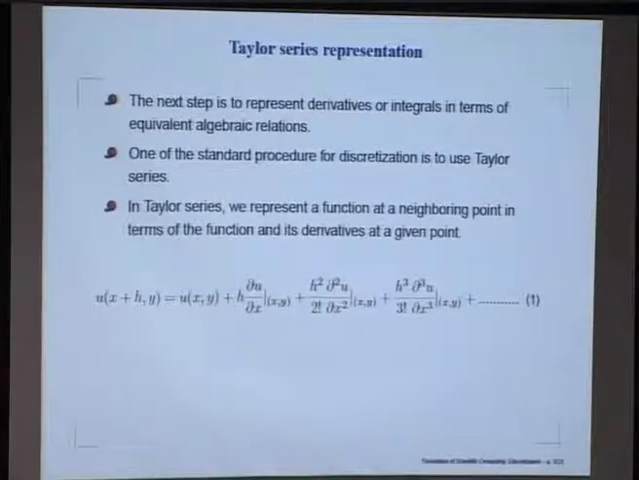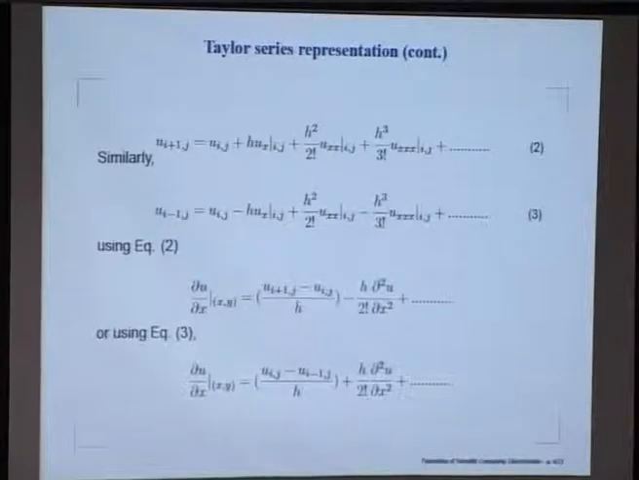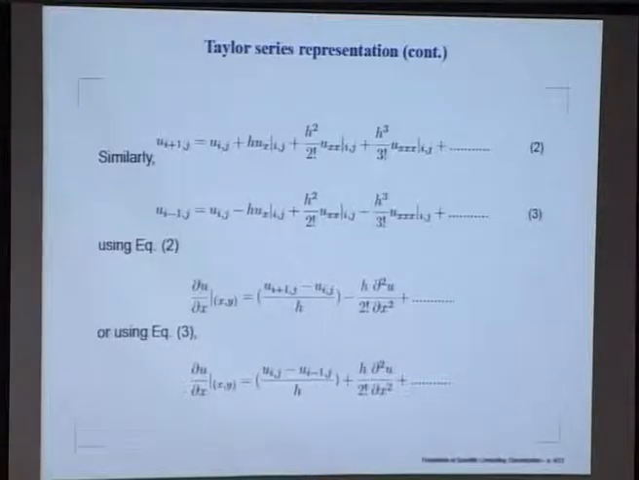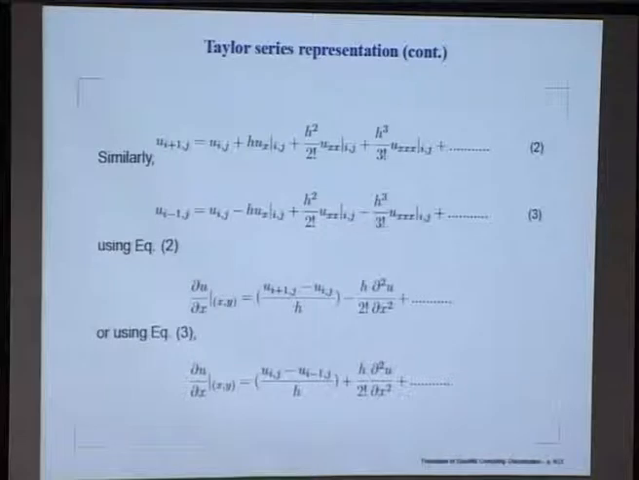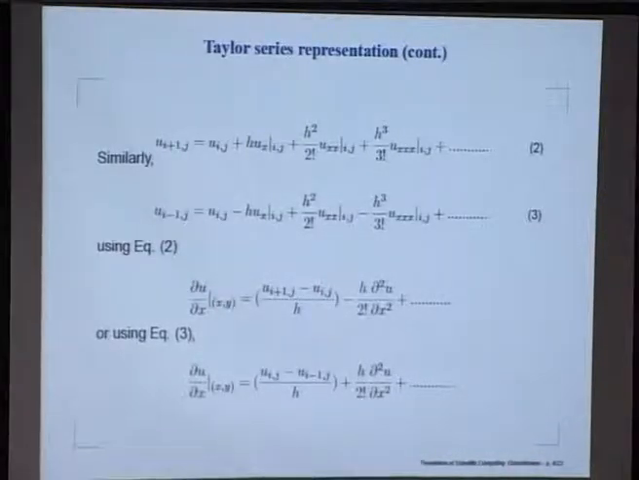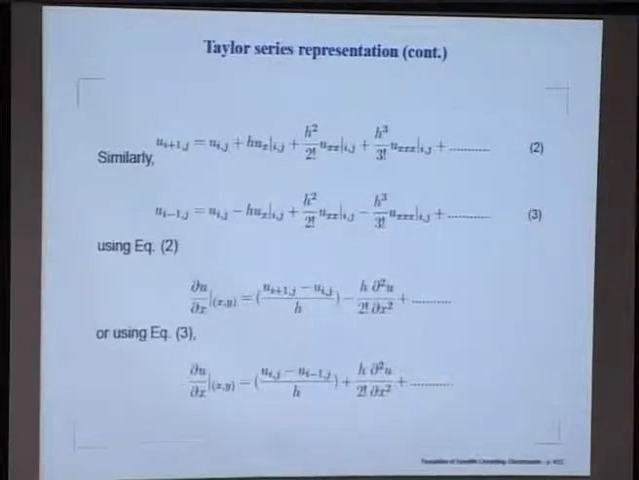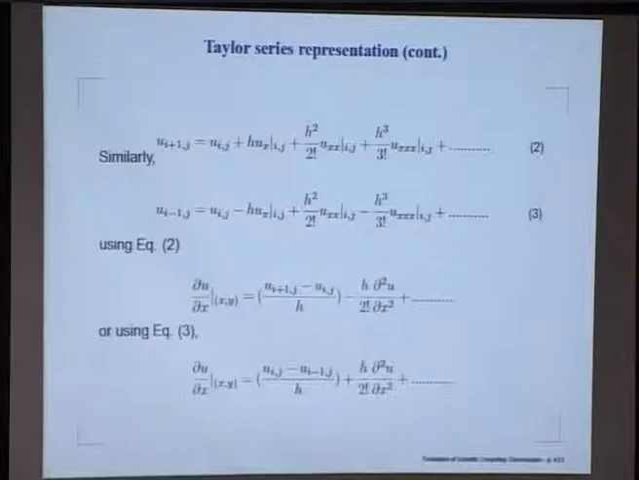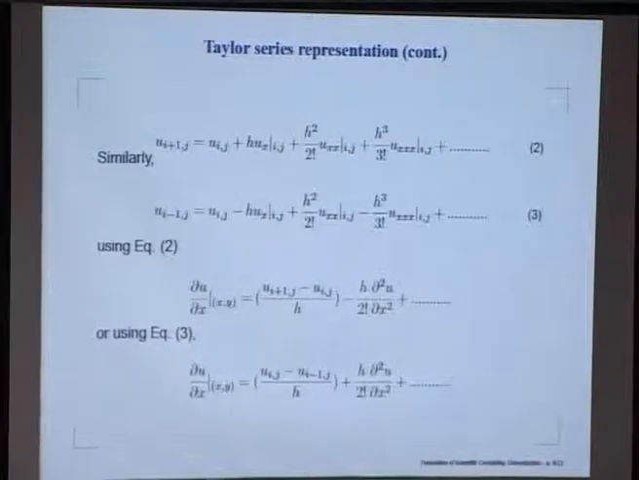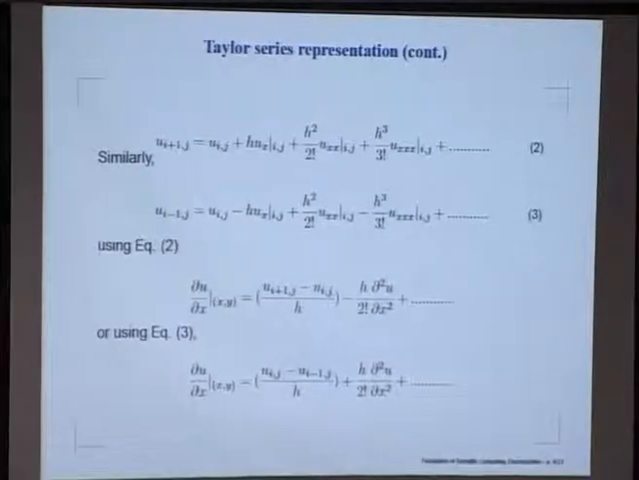I can then write the function at x plus h in terms of the values at x and y by using this Taylor series. In the same way I can find the function value at its left neighbor point, that would be i minus 1, j. Notice that odd derivative terms appear with a minus sign, and that basically gives us the following options for evaluating.